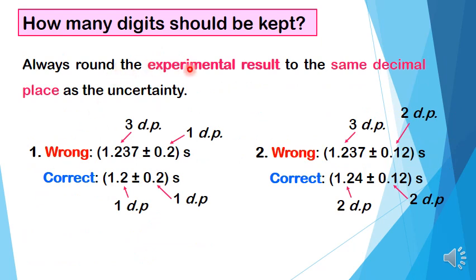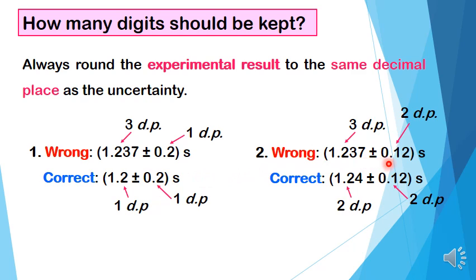Always round the experimental result to the same decimal place as the uncertainty. Example 1. The experimental uncertainty, after being rounded off to one significant figure, consists of one decimal place. However, the experimental result shown here consists of 3 decimal places, which is not the same as the uncertainty, and it is not acceptable. Therefore, we need to round off the experimental result to become one decimal place, which is 1.2, and right now the experimental result has the same decimal place as the uncertainty, which is one decimal place.